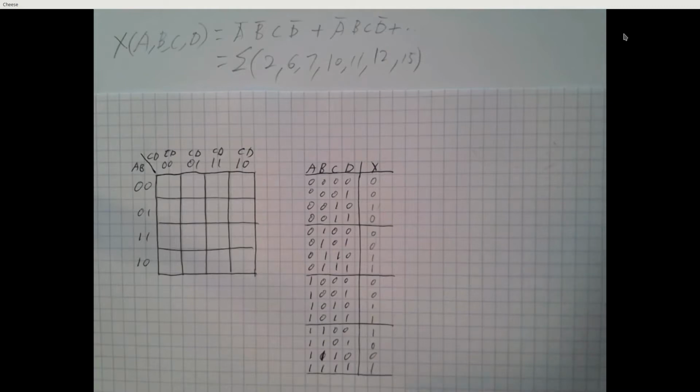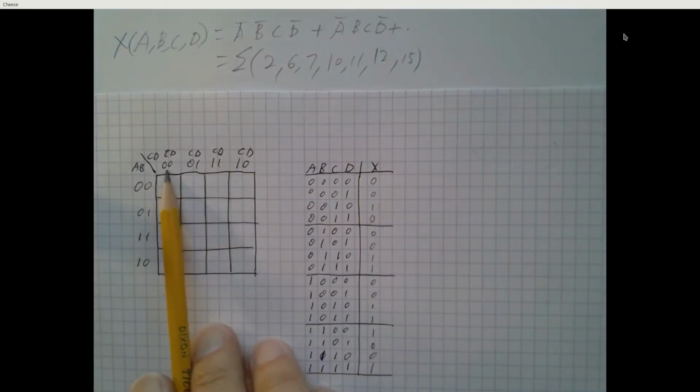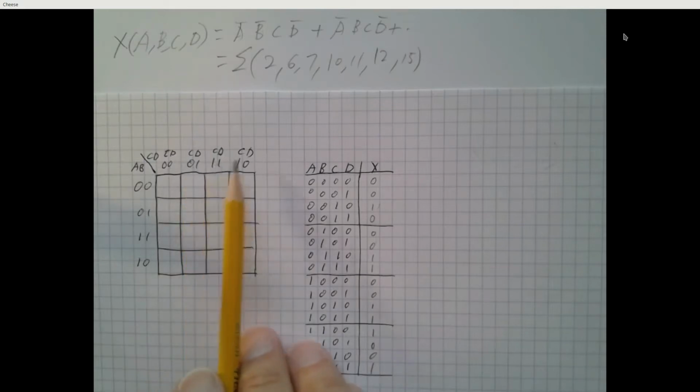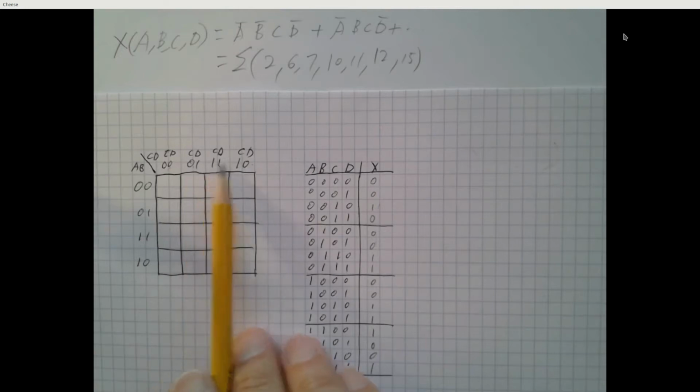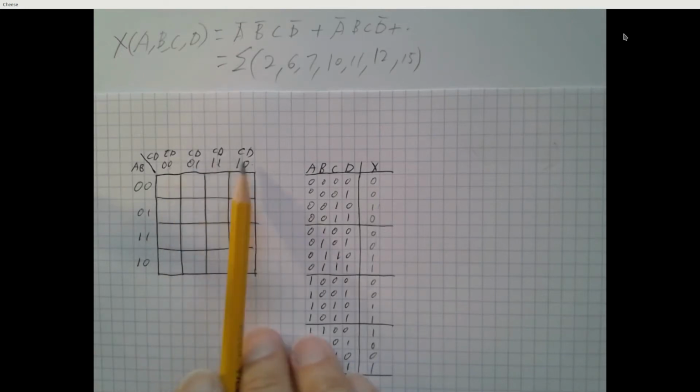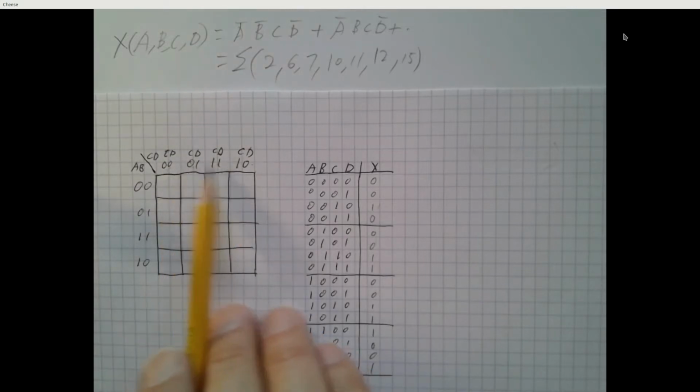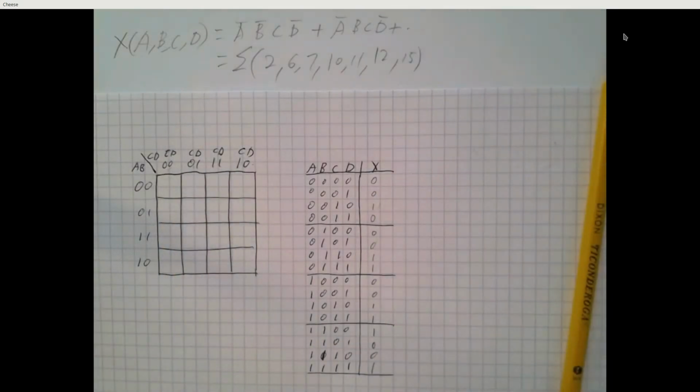Now, when you draw this out, it's very important the order in which you write these column headings. It's got to be 0 0, 0 1, 1 1, 1 0, as opposed to the usual 0 0, 0 1, 1 0, 1 1. We put them in this order. This is something called a gray code. We'll talk about it later. But they've got to be in this precise order.